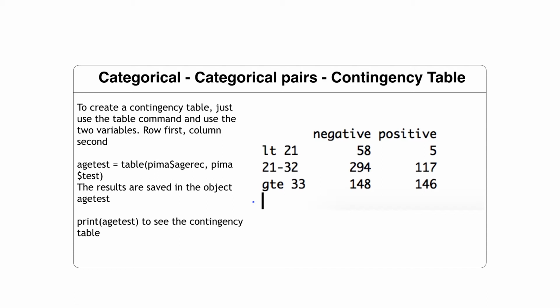And about 146 people, age group 33 years or older, tested positive for the glucose test in the p-median group that we were looking at. So it immediately gives you a sense that there may be an age involvement in it. But how do we characterize this better?